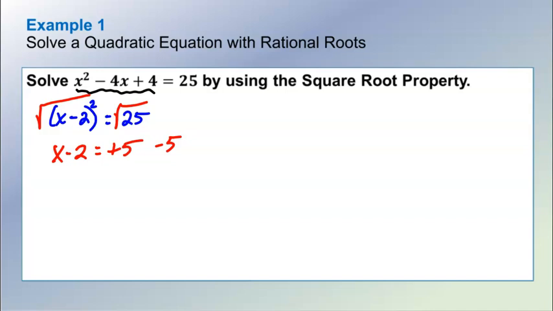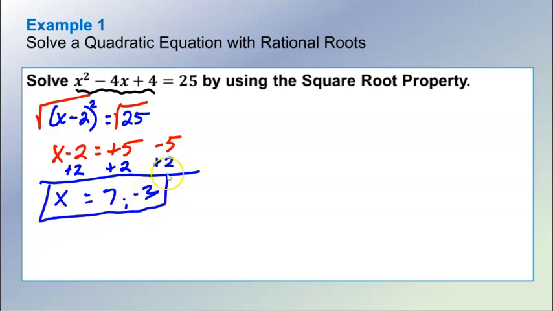Now our last step is just to get x by itself. So right now I'm subtracting 2. I'm going to be adding 2 to both sides, and I'm going to do it to both these numbers so I can find both of my solutions. So in this example, x is going to equal 5 plus 2, which is 7, and negative 5 plus 2, which is negative 3. So my two solutions in this example would be 7 and negative 3.